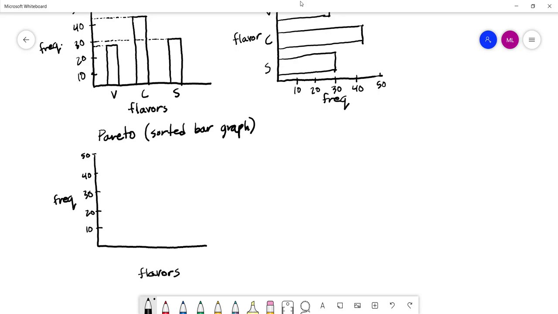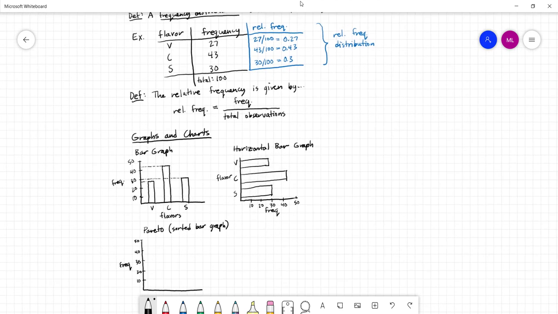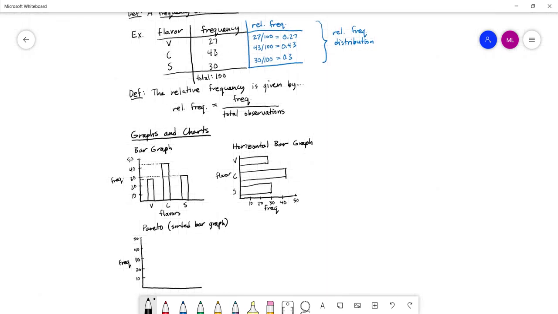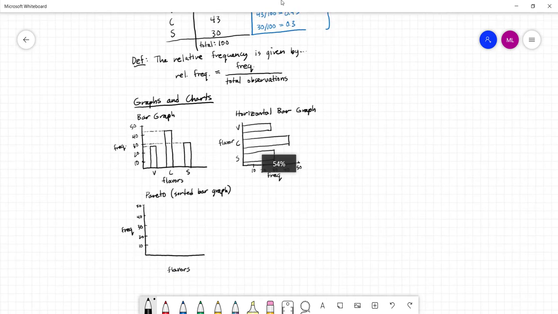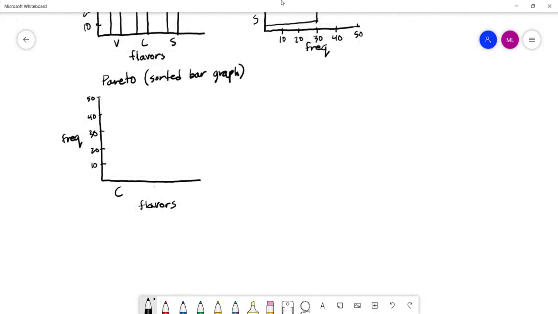In this case, though, the Pareto graph to be sorted, I'm going to do largest to smallest. So let's go up and just recall real quickly. Our flavors went in order of popularity. Chocolate was the most popular, then strawberry, then vanilla. So I would need to reflect that in the chart here. Chocolate, then strawberry, then vanilla. And what we'd see is our graph would go from the tallest down to the shortest.